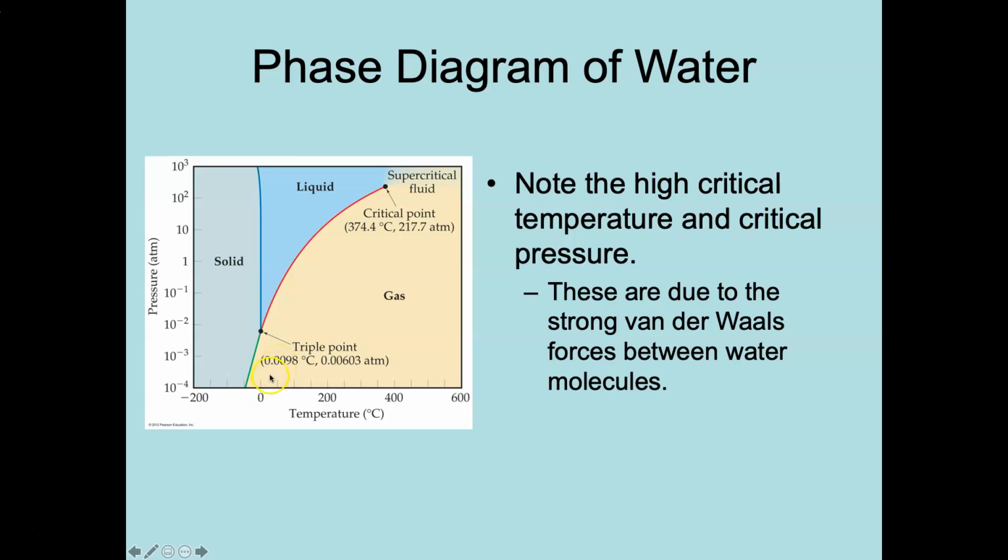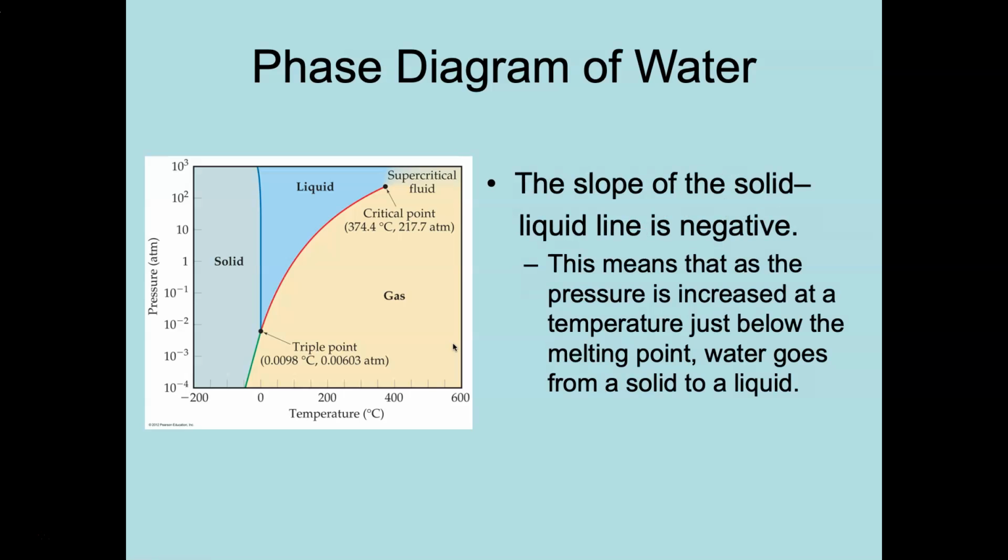And it also has a moderately low triple point as well, where this can occur. So again, very low pressure, low temperature. A lot of this has to do with what we talked about at the beginning of this chapter, which involves the intermolecular forces. Strongest intermolecular forces present in water, of course. So the slope of that line being negative is just very, very odd.